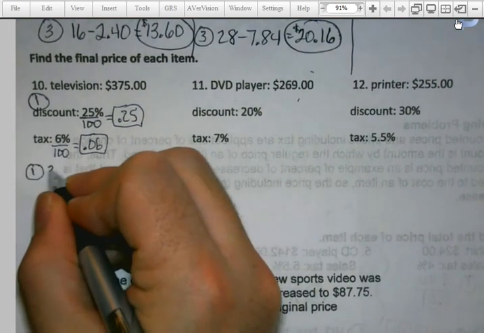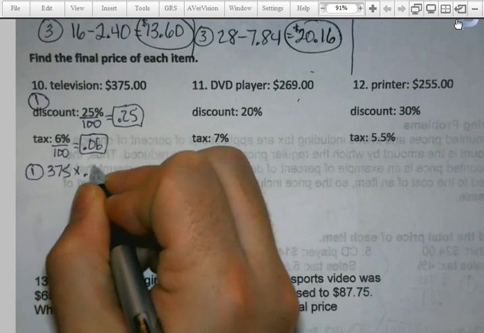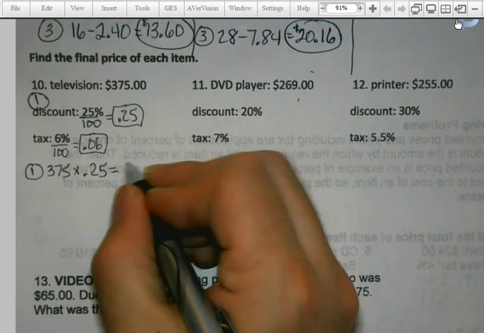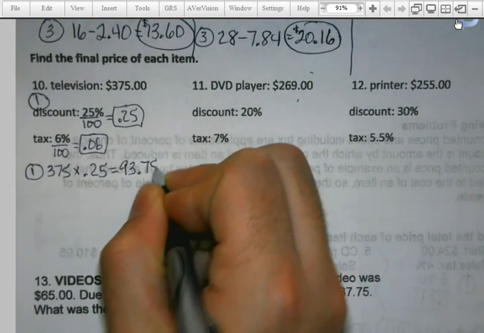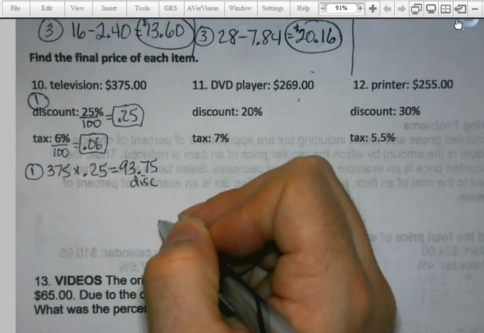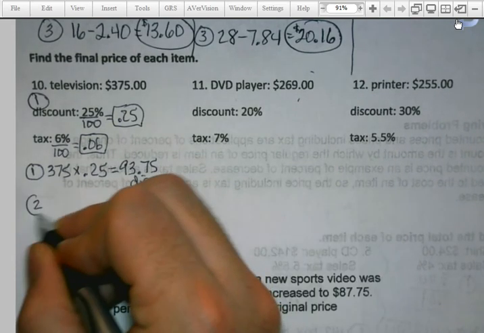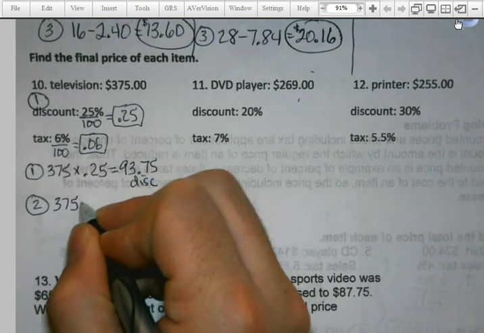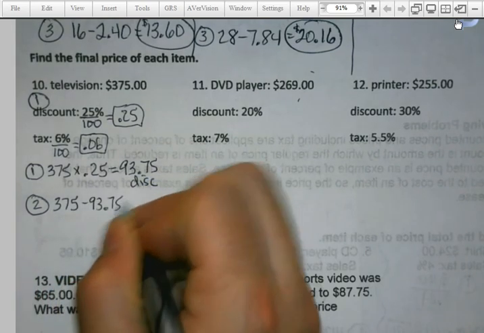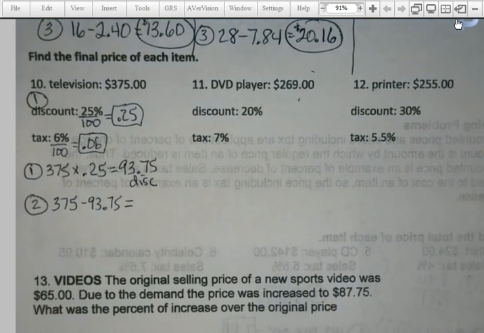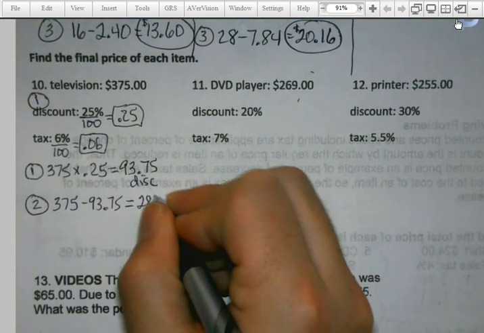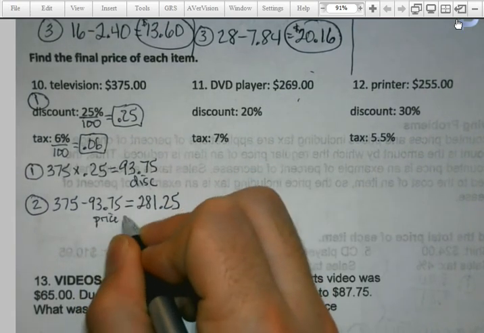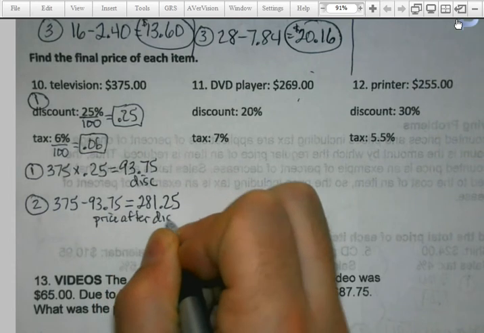My first step, price of the TV minus my discount. That's a pretty nice chunk of change. So you're like, okay, so kind of working like what we did in the last one. It is. Because now I take the TV and I subtract the discount from it. $281. Okay, so this is the price that I would pay after the discount.